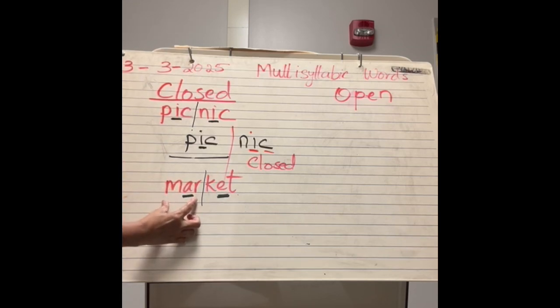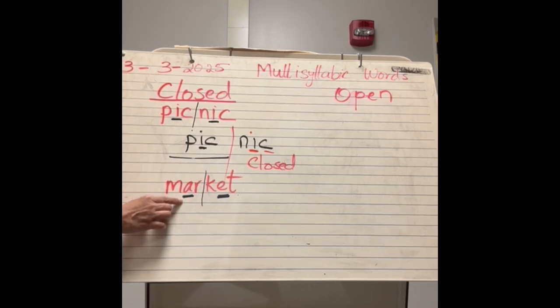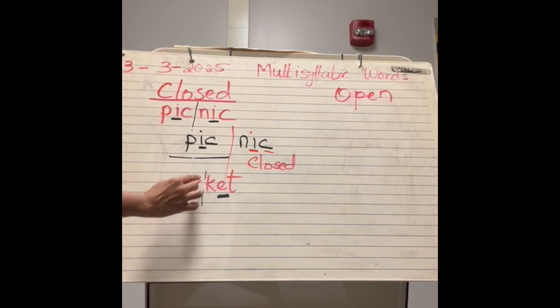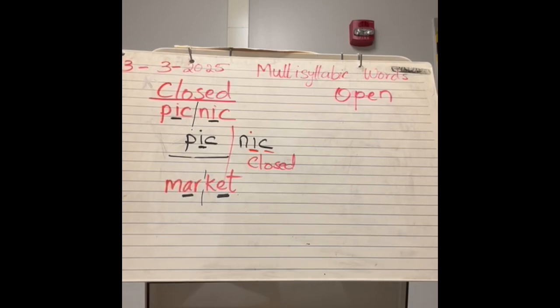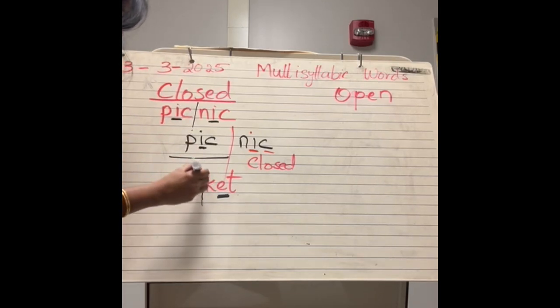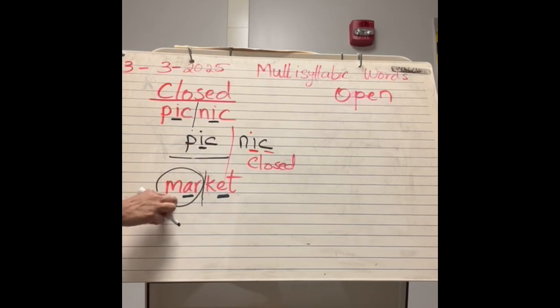Now let's take the first syllable. Can you tell me what the first syllable is? Yes, this is the first syllable. Now, I look at my vowel. What's the vowel here? A. And is the vowel followed by a consonant? Yes, it's followed by a consonant. So when it is followed by a consonant, this syllable is a closed syllable. So when the syllable is closed, when the vowel is followed by the consonant, the letter A says its short sound.